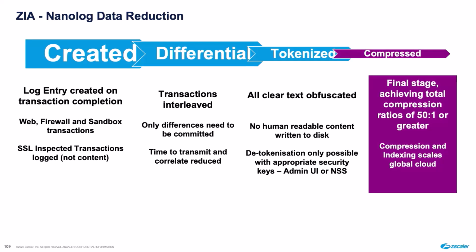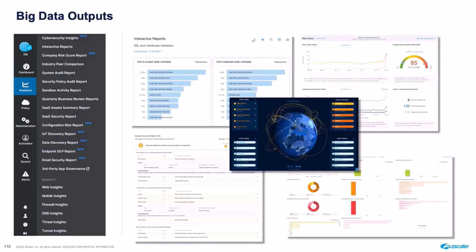And we get about a 50-to-1 or greater compression rate, as well as all of that indexing happening at the point that the log is created. So that when we consume the logs, we have a very efficient way to analyze those logs because it's already been indexed at the point of log creation. So this enables us to create some big data output.